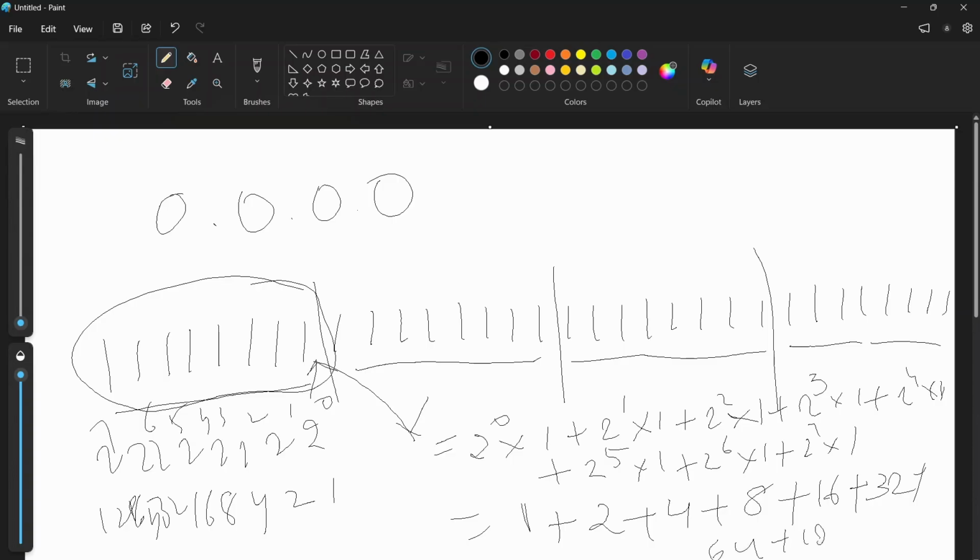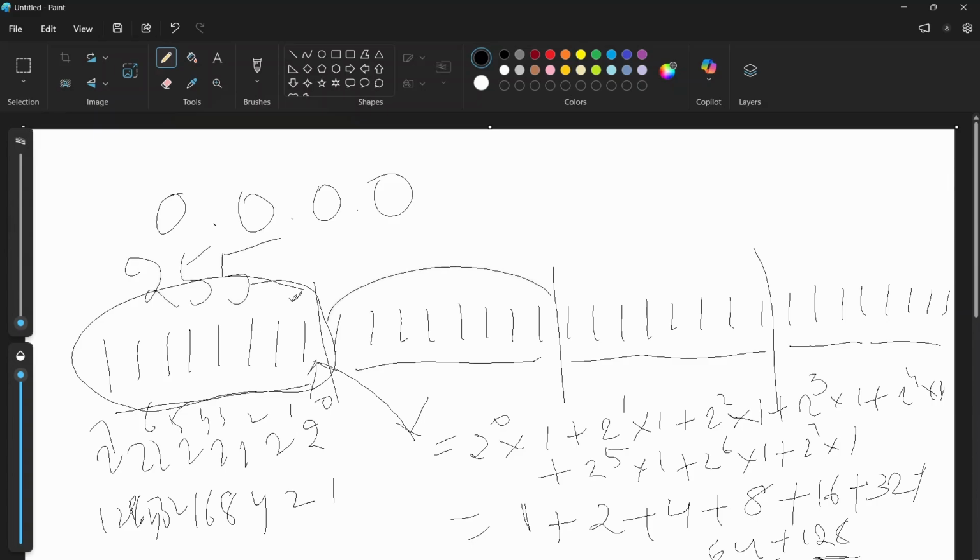Plus 128. If we calculate everything: 1 plus 2 is 3, 3 plus 4 is 7, 7 plus 8 is 15, 15 plus 16 is 31, 31 plus 32 is 63, 63 plus 64 is 127, 127 plus 128 is 255. So the entire value will be 255.